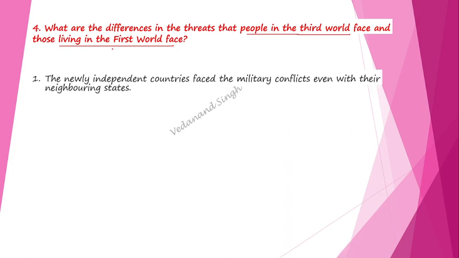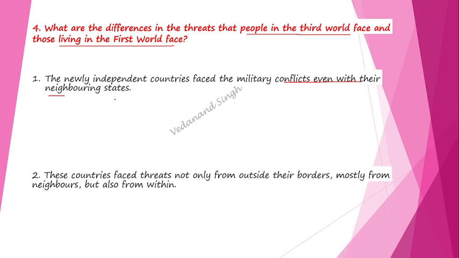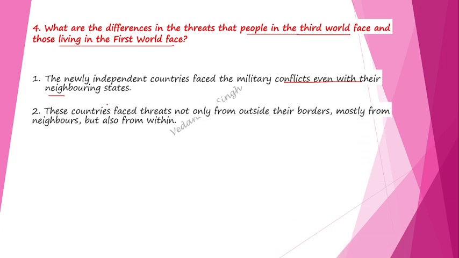The first point of the answer is that newly independent countries faced military conflict even with their neighboring states. First, what it means is that neighboring states create military threats. This is the main difference. In the third world they are facing this, in comparison to the first world. Now the next point of the answer is that these countries face threats not only from the outside border, but mostly from the neighbors and also from within.